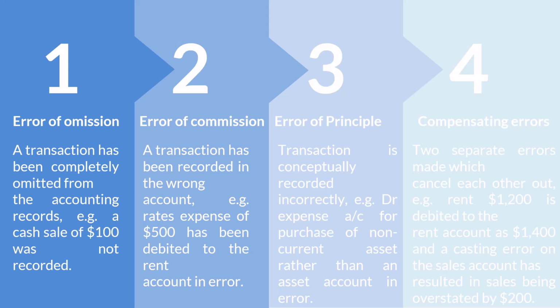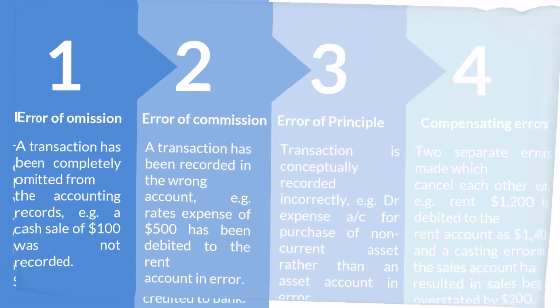There's also a compensating error, where two separate errors are made and they cancel each other out. For instance, rent of $1,200 has been debited to the rent account as $1,400. At the same time, there's a casting error on the sales account that has resulted in sales being overstated by $200. So these errors are cancelling themselves out, and the trial balance will balance, yet the accounting system has errors.